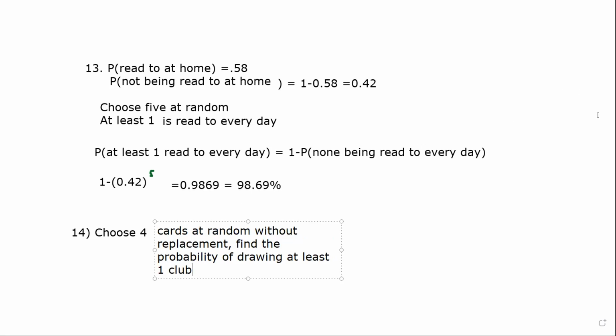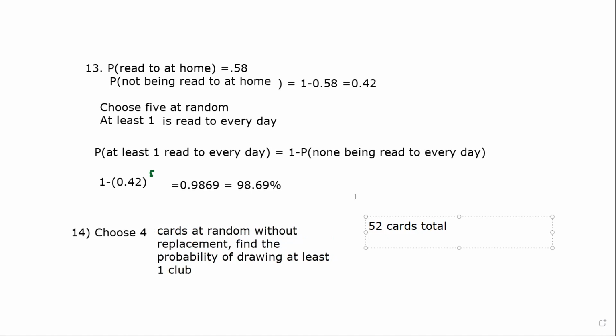Now, we have to remember some things about the cards. So here, do you remember how many clubs are in the deck altogether? 52. There's 52 cards in the deck. That's right. There's 52 cards total. How many are clubs?